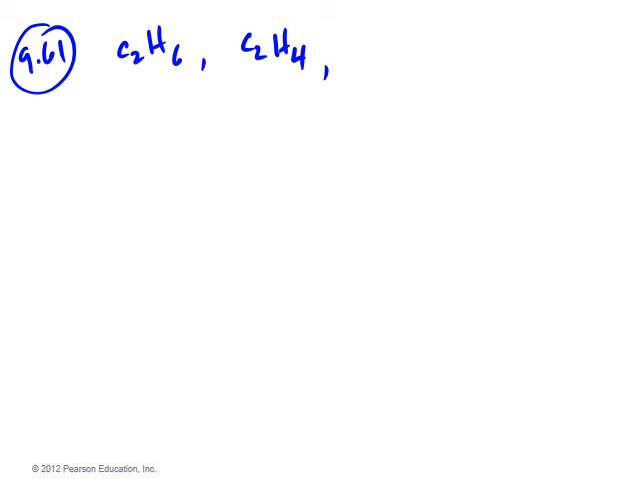Now we are going to do number 61. That's chapter 9, number 61. Let me read the question. Draw Lewis structures for C2H6, C2H4, and C2H2. First you need to draw Lewis structures, and then you need to write down the hybridization and how many sigma and pi bonds are there. And also you need to predict whether any of these would be a planar molecule or not.